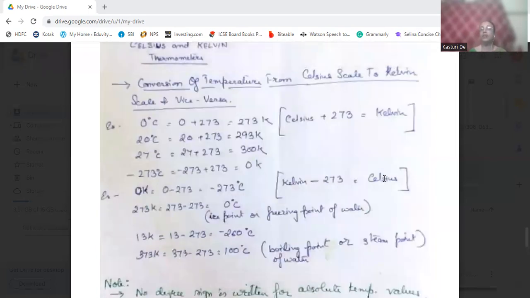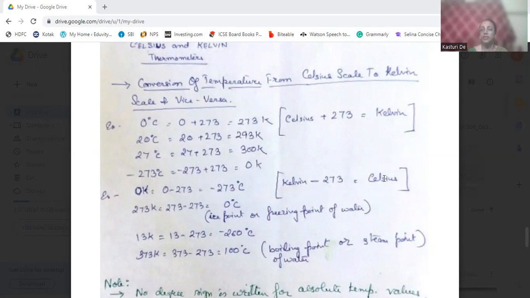Now, how do we convert the Celsius scale to Kelvin? We add 273 to the Celsius scale reading, then we get the Kelvin scale reading. For example, 0 degree centigrade is 0 plus 273, that is 273 Kelvin. 20 degrees centigrade is 20 plus 273, that is 293 Kelvin. Then 27 degrees centigrade, 27 plus 273, is 300 Kelvin. And minus 273 degrees centigrade is minus 273 plus 273, which is 0 Kelvin.